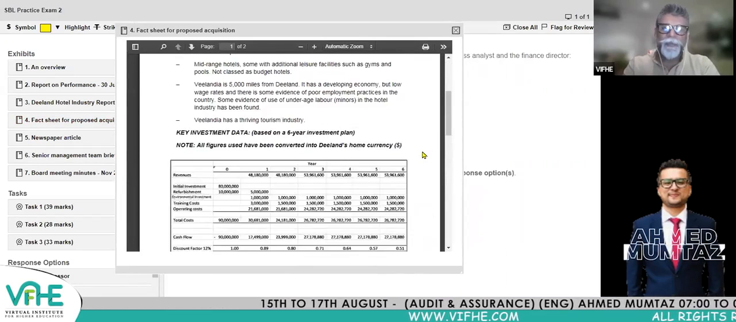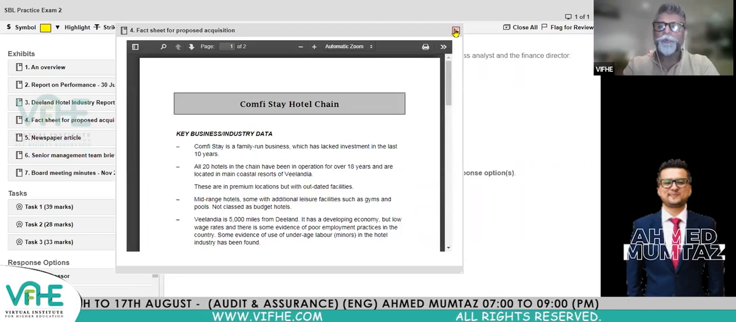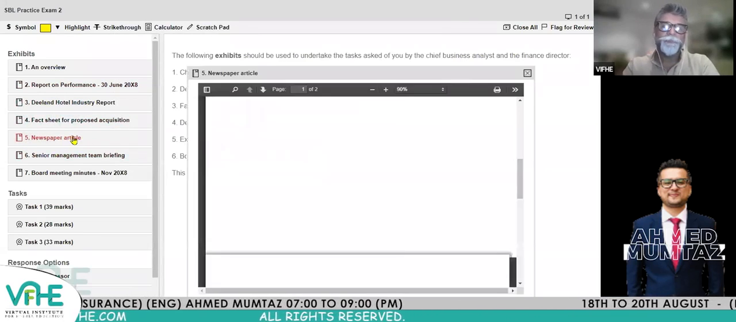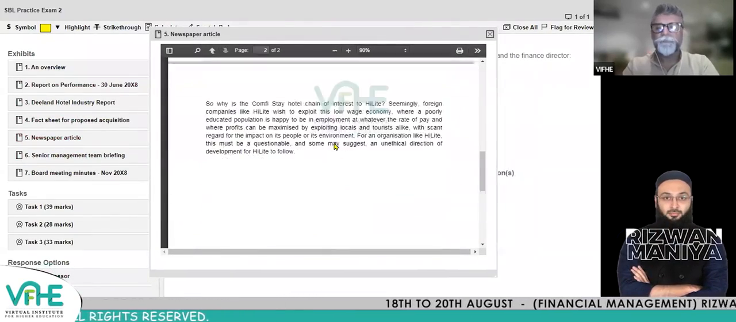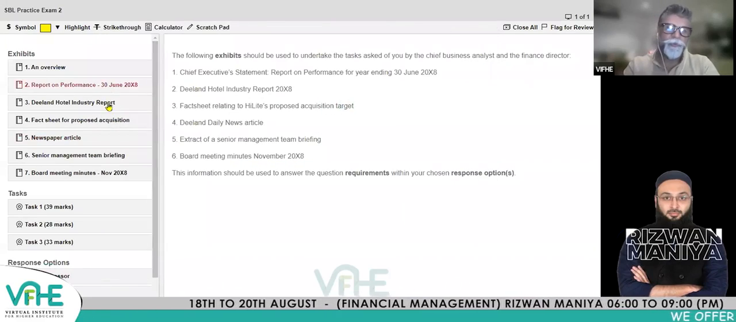I think it's financial and all these things. One is to one. It is relating to some proposed acquisition. Newspaper article. Generally articles again, one is to one, one is too many. I'm not too sure. You can read it.